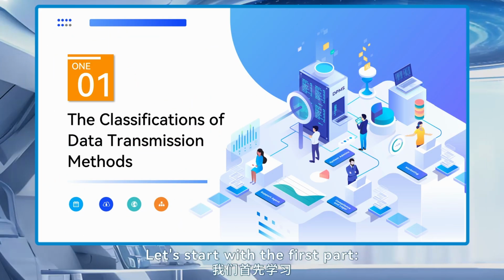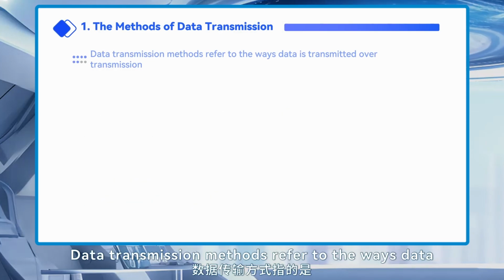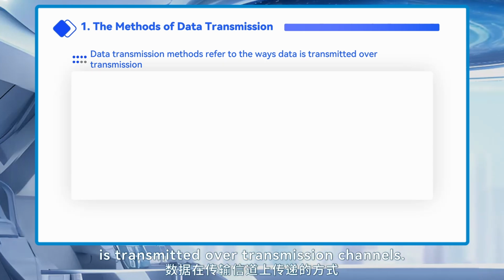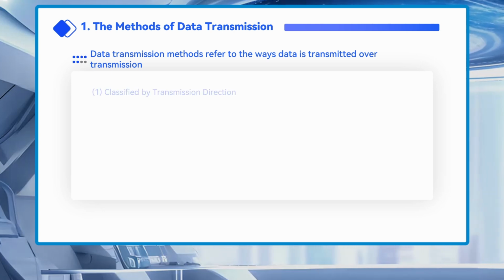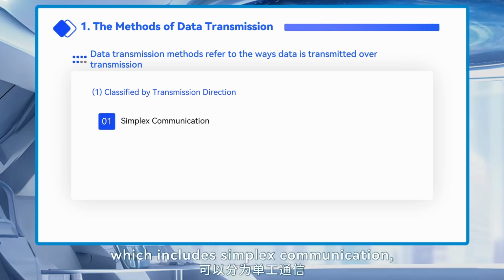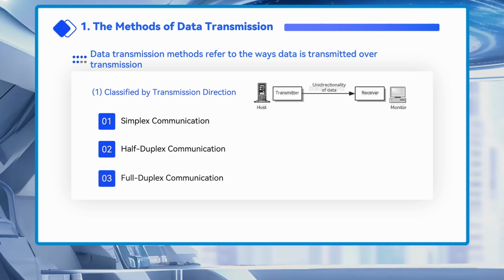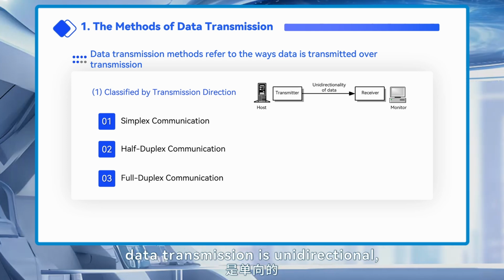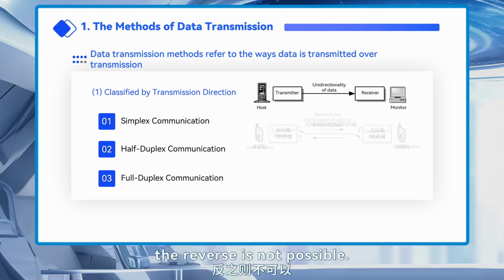Let's start with the first part, the classifications of data transmission methods. Data transmission methods refer to the ways data is transmitted over transmission channels. They can be classified into 4 categories. The first is based on transmission direction, which includes simplex communication, half-duplex communication, and full-duplex communication. In simplex communication, data transmission is unidirectional, with one party sending and the other receiving. The reverse is not possible.